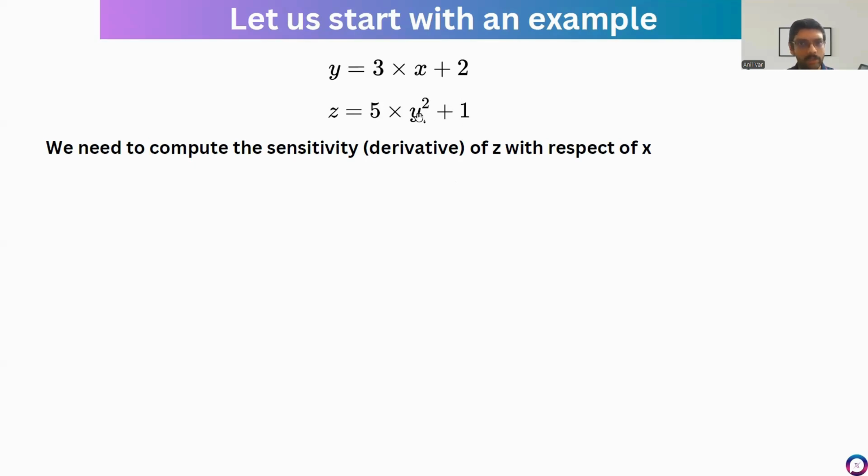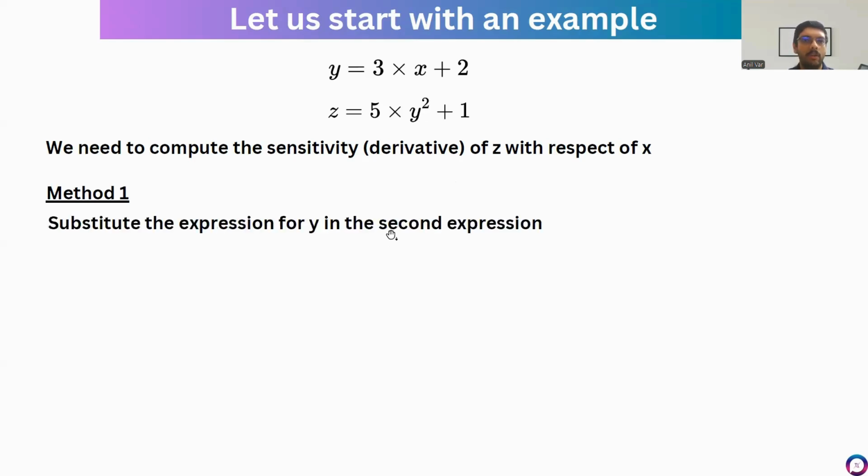But x doesn't show up in this equation directly. So think about it for a second. I'm pretty sure you're already figuring out a simple method, which is called the method of substitution. What are we going to do? We know y is a function of x. What if we just substitute this expression here? So we say z is 5 times, in terms of y squared, we know y is 3x plus 2. We substitute that: 3x plus 2 squared, plus 1.